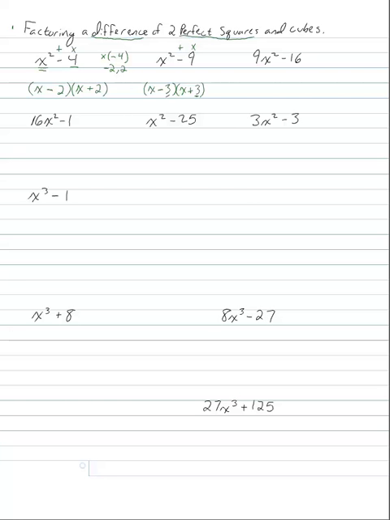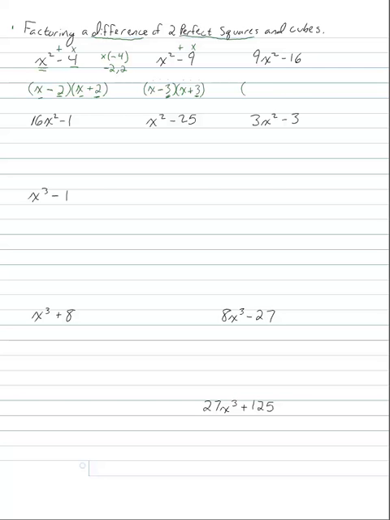So if I look at the pattern here, the square root of x squared is x. So square root of the first minus square root of the second. Square root of 4 was 2. So square root of the first minus square root of the second, and then square root of the first plus square root of the second. Same thing on the second one: x squared minus 9. Square root minus square root, so x minus 3, and then square root plus square root, x plus 3. That pattern is going to hold for a difference of two perfect squares.